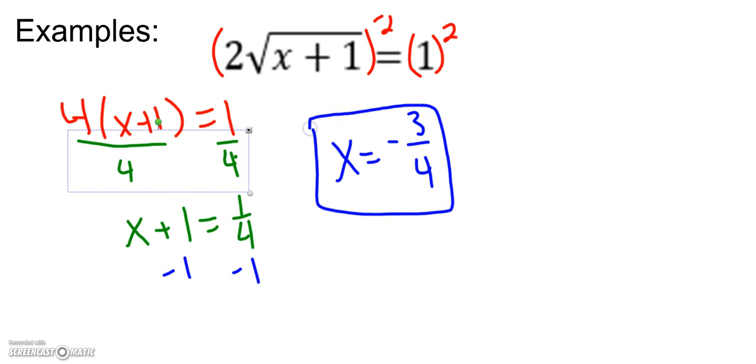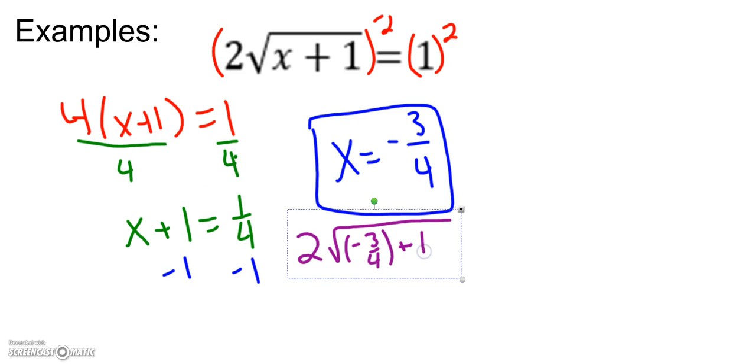Alright, my last step is to plug it back in and check. So I'm going to do that in purple. If I plug it back in, I'm going to have 2 times the square root of negative 3 over 4 plus 1. And that's equal to negative 3 over 4 plus 1, which is 1/4. So 2 square root of 1/4. And the square root of 1/4 is 1/2. So I have 2 times 1/2.